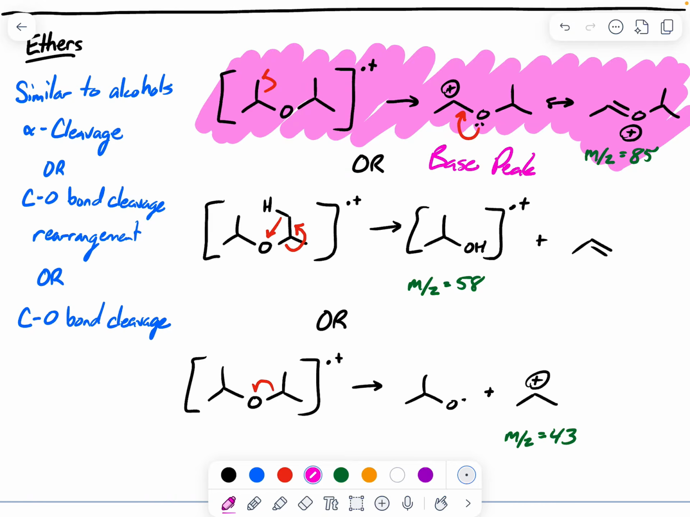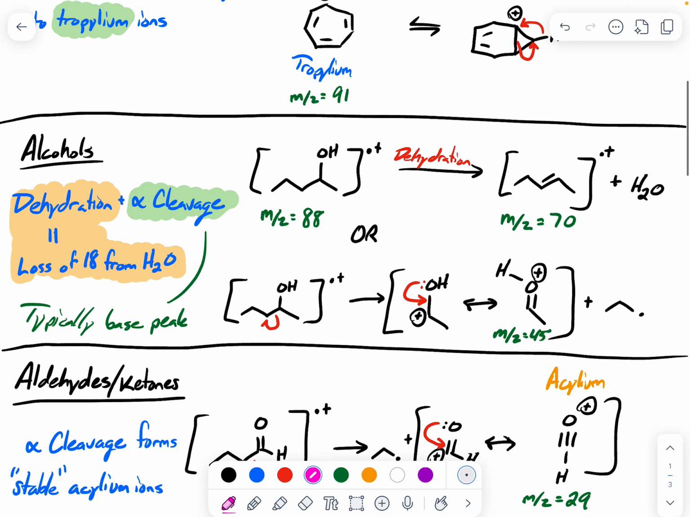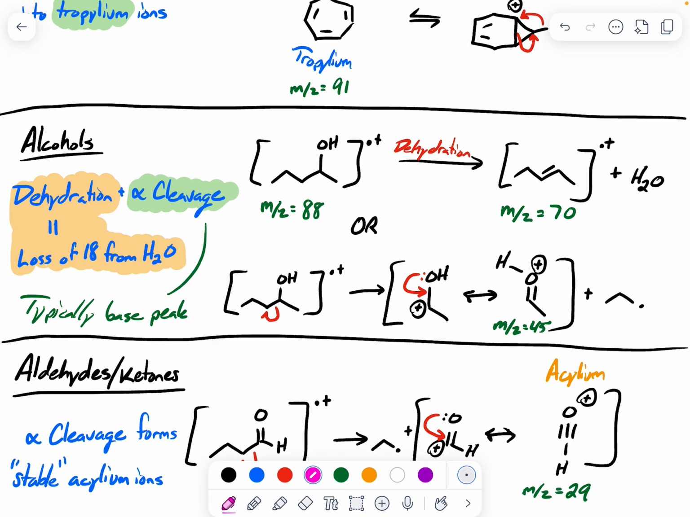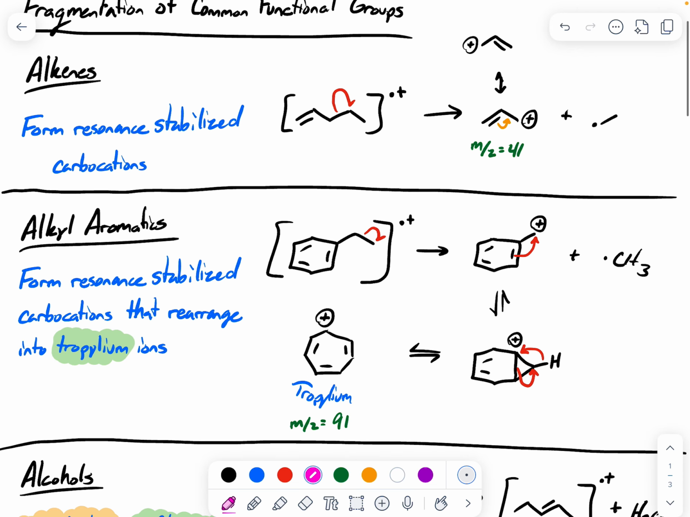So with all those in mind, sort of the key takeaways here is whenever we look at anything with oxygens, alpha cleavage is always going to be viable. Whenever we look at alkyl aromatics or alkenes, we're always trying to form those resonance stabilized carbocations because those are going to be the most favorable things for us. So hopefully that helps a little bit with your common fragmentation patterns, and it should help on the assignments.